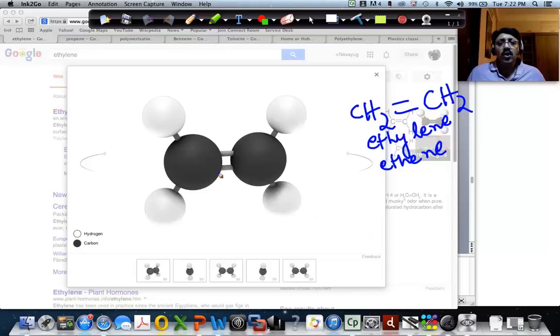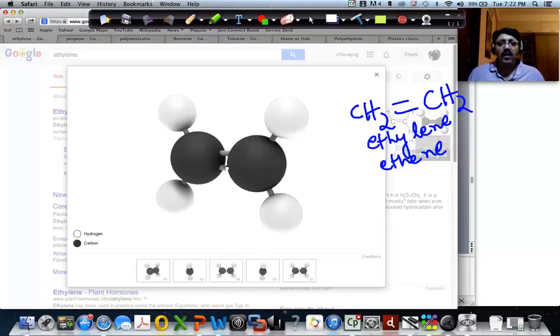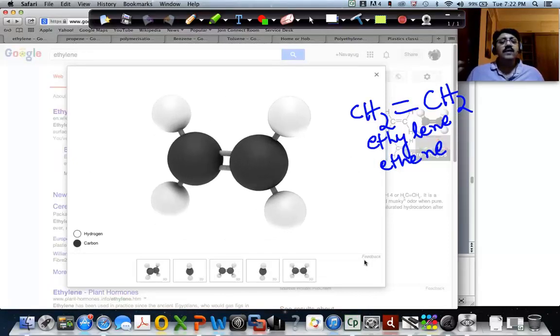Right? So, this is the three-dimensional view of that and how it looks, right? I hope it is very clear how it looks. So, this is about ethylene. Now, let us get into the next corner.